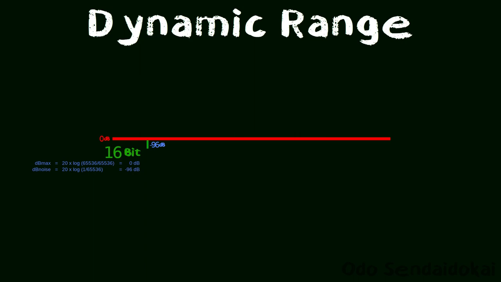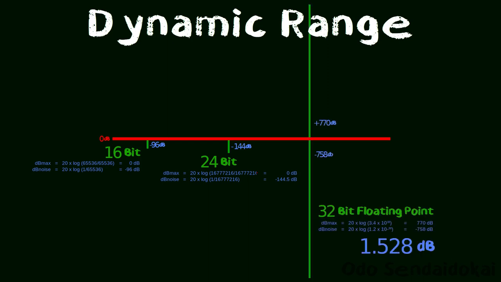I hope this helps a little with the classification of what absolute volume is and what the range dynamics can cover. For a 16-bit fixed point, these formulas result in an entire dynamic of 96 dB. For a 24-bit fixed point, these formulas result in an entire dynamic of 144 dB. And for a 32-bit floating point, it results in an entire dynamic of 1528 decibel, divided into minus 758 dB and plus 770 dB.